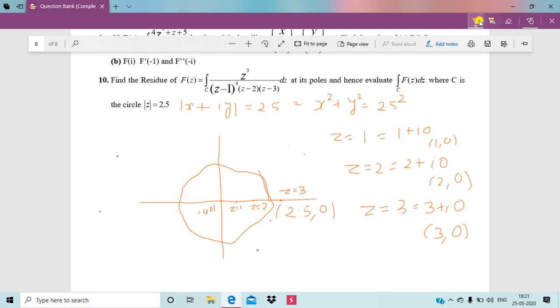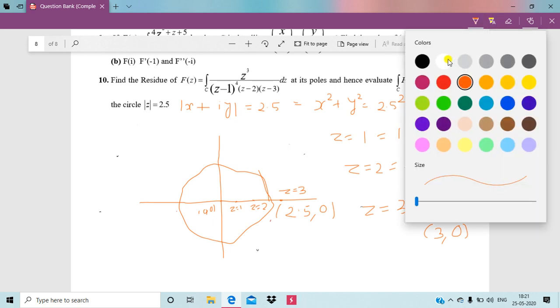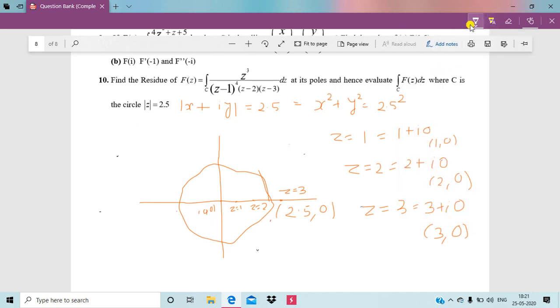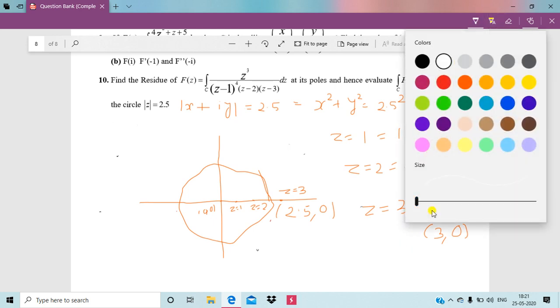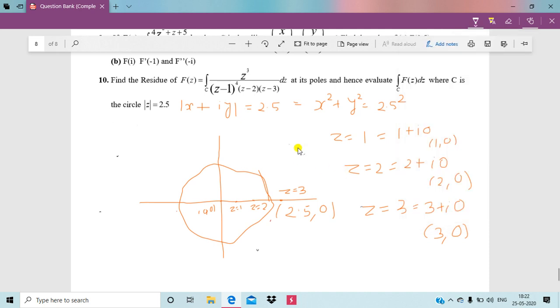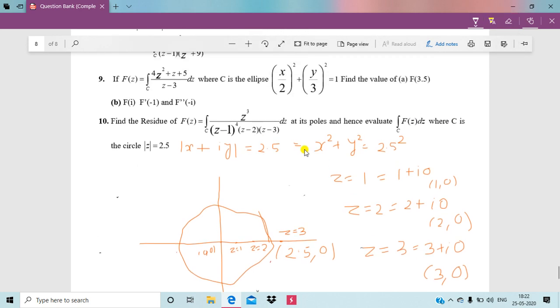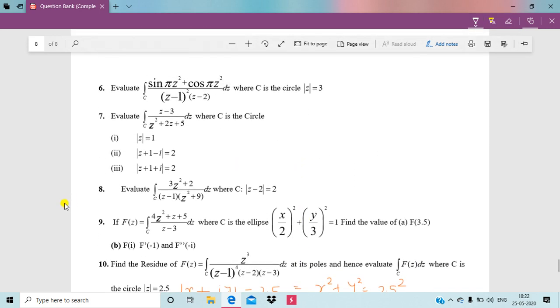Let's solve one more question. So we will see one more question. So let's try to solve this question.